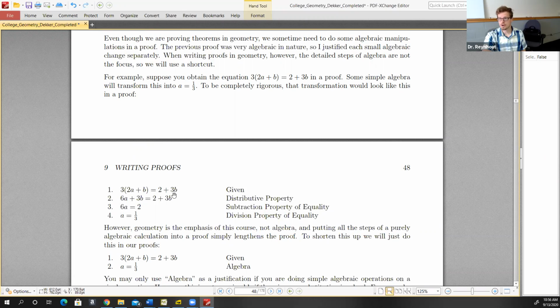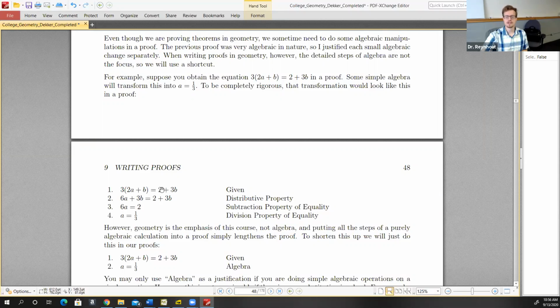Now, if we wanted to do all of the algebra steps and justify all of them, we could apply the distributive property, distribute the 3 in, and then subtract 3b from both sides because of the subtraction property of equality. And then we could divide by 6 and find the value of a by the division property of equality. Gosh, that was a mouthful and it took forever to explain.